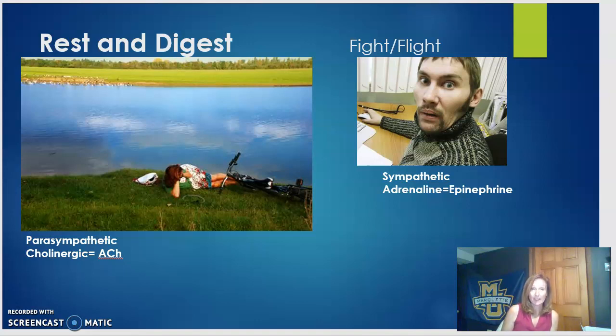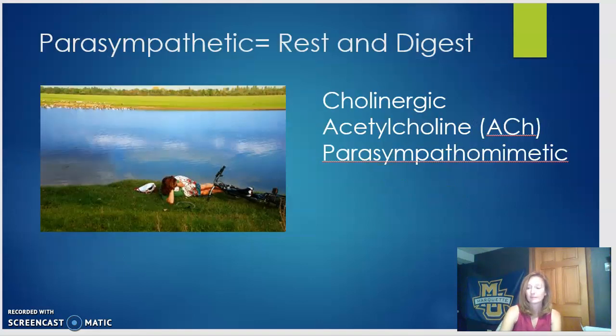Well, in the parasympathetic system, the neurotransmitter that we're talking about is acetylcholine, and the receptor is the cholinergic receptor here. So again, remember, parasympathetic, rest and digest, cholinergic, acetylcholine. We call these drugs parasympathomimetic, meaning mimics. Remember that word there.